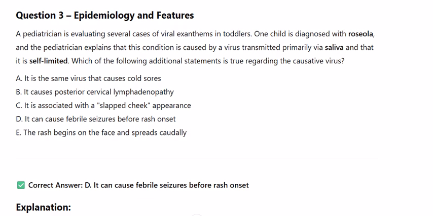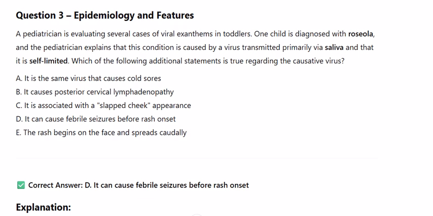A. It is the same virus that causes cold sores. B. It causes posterior cervical lymphadenopathy. C. It is associated with a slapped cheek appearance. D. It can cause febrile seizures before rash onset. E. The rash begins on the face and spreads caudally. Correct answer D. It can cause febrile seizures before rash onset.